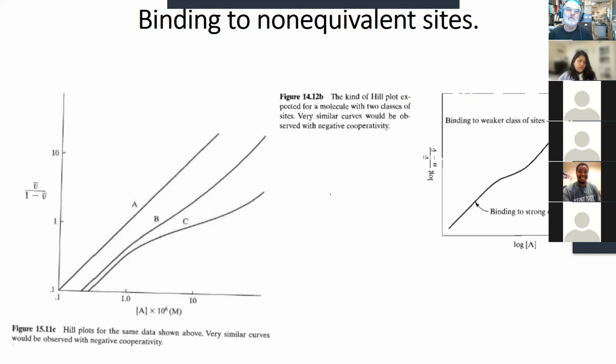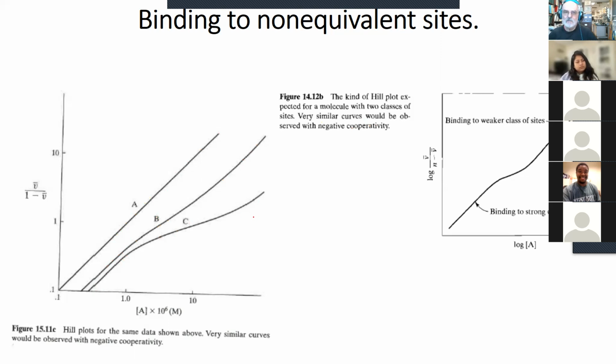The fourth way to do this is the Hill plot. And so here's the log of nu over 1 minus nu versus A. Okay. And A is for the same examples where you can see the affinity of the high affinity site and the low affinity site, and then the same high affinity site, but extremely low affinity sites.